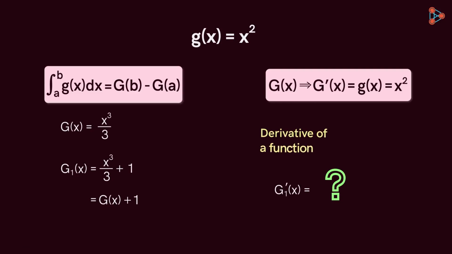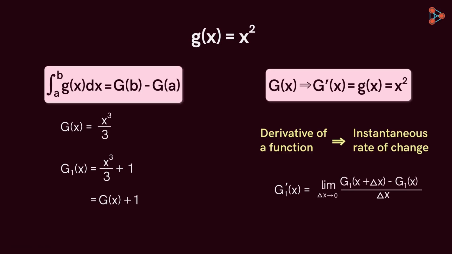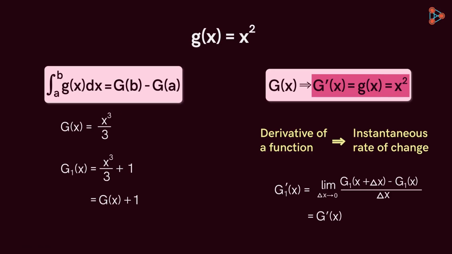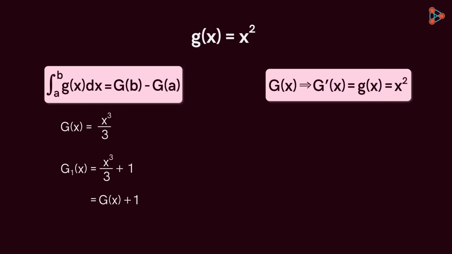We know that the derivative of a function tells us its instantaneous rate of change. So adding a constant to a function will not affect its rate of change. We can find its derivative by taking the limit of its average rate of change. We will surely get it to be equal to the derivative of capital G of x. So now we have two functions whose derivative is equal to the function g of x, that is, x squared. So what if to find this integral, we use the function capital G1 of x instead of capital G of x?